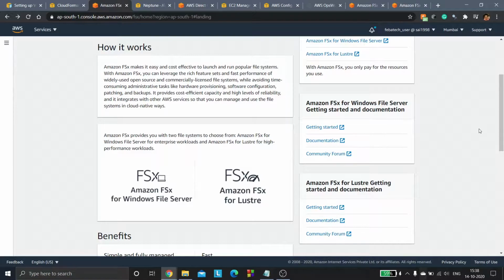The first one is Amazon FSx for Windows File Server, which is suitable for enterprise workloads, and some of the use cases would be media workflows like media transcoding and processing and data analytics. And the second one is Amazon FSx for Lustre file system. The use cases for this would be machine learning, and it is also suitable for high performance computing.